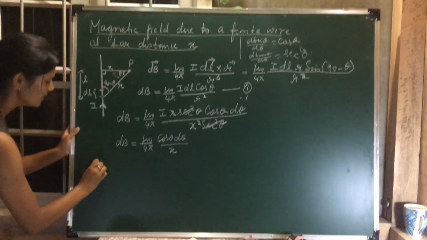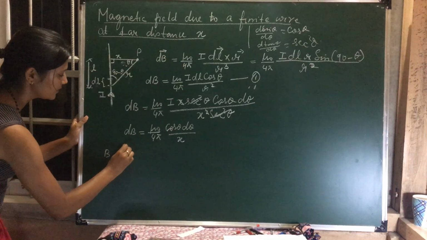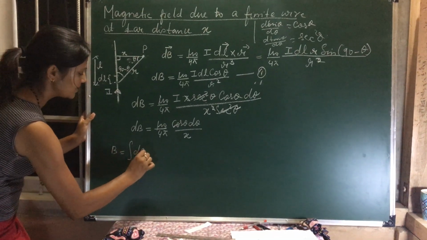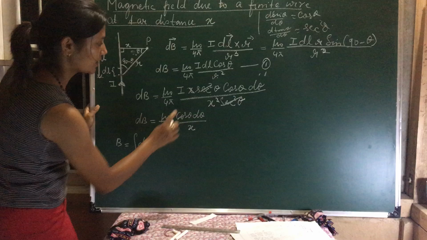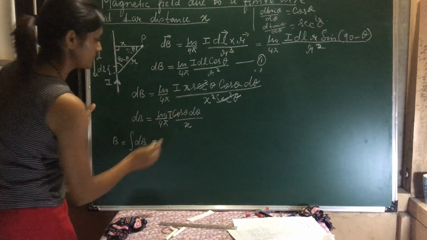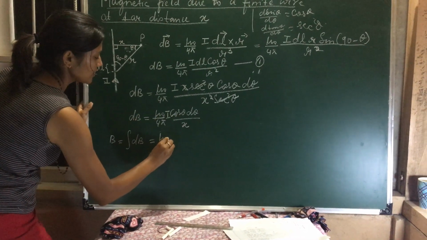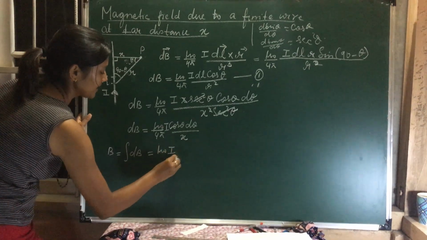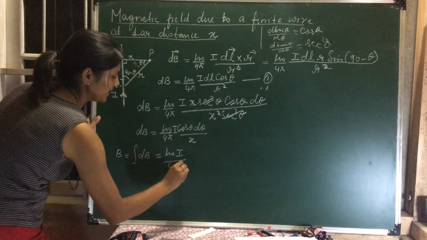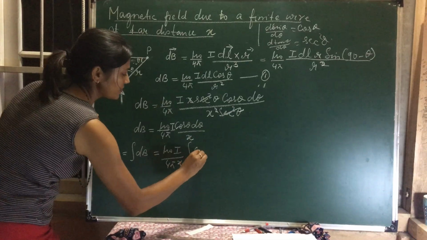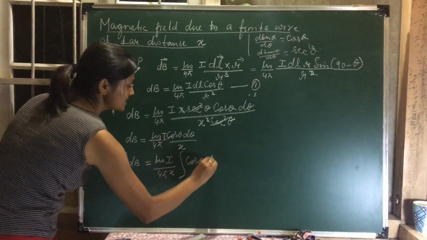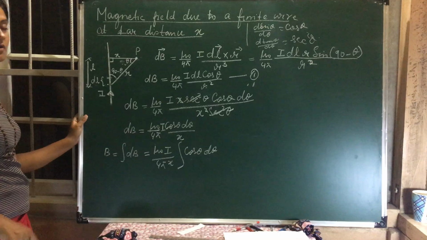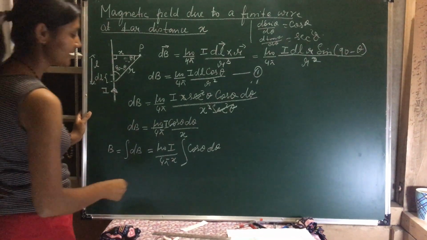Then B will be the integration of dB, and I is there at the top, right? So it will be mu 0 I by 4 pi x, integration of cos theta d theta, and the integration of cos theta is sin theta, right?